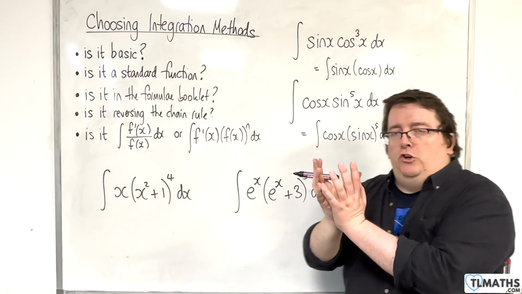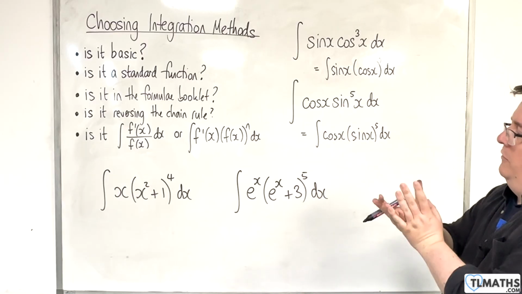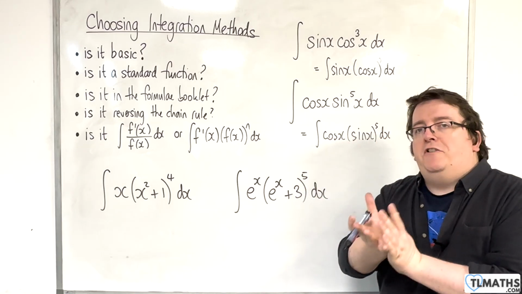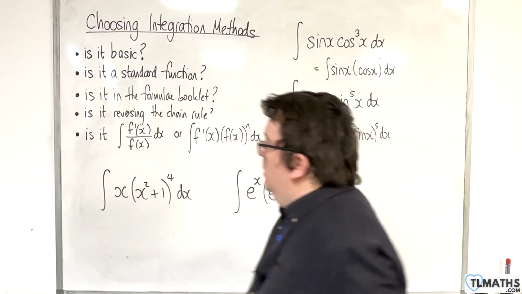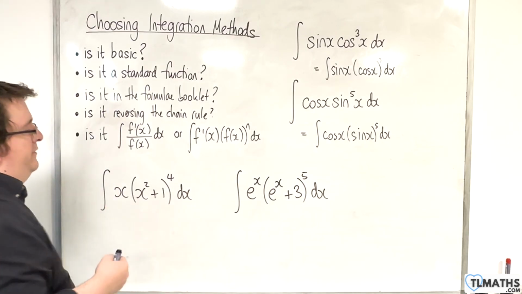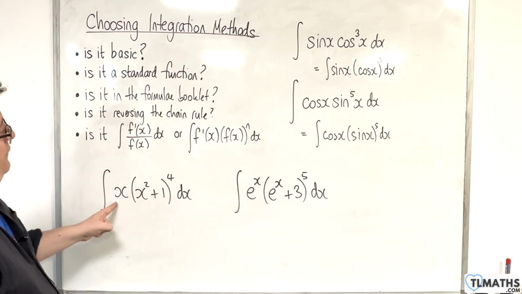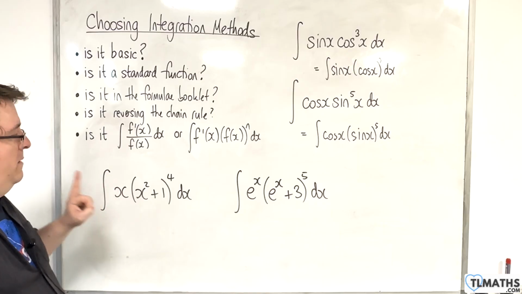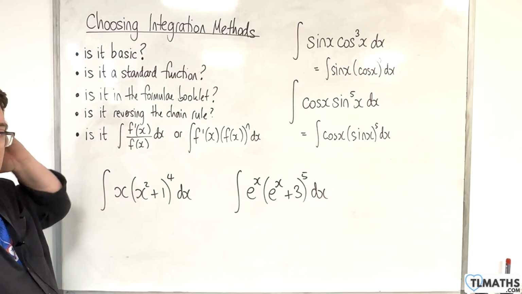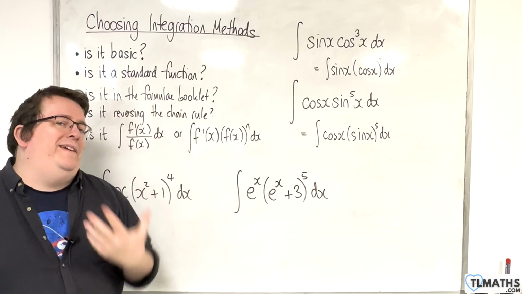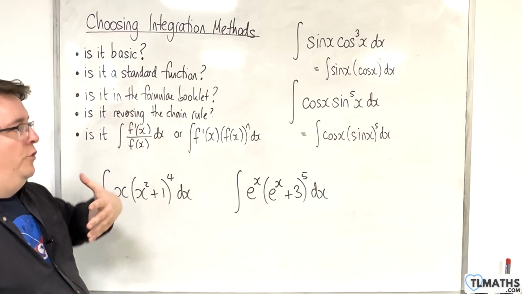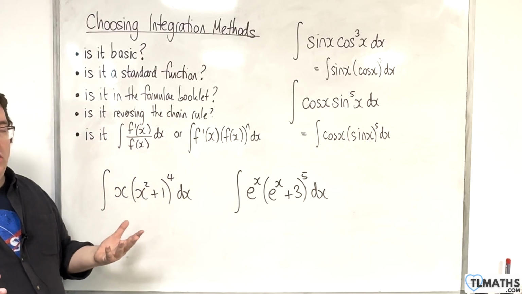So the interior function, the one that is to the power of. If you differentiate that, is there a multiple of that at the front? So x squared plus 1 differentiates to 2x. You've got x out the front. So you've got a multiple of it out the front. So this is also reversing the chain rule. And the way that I tackle these, you could again do these by substitution.